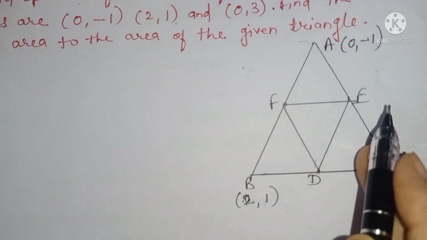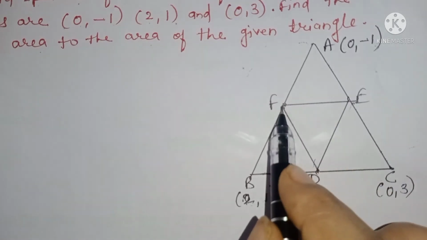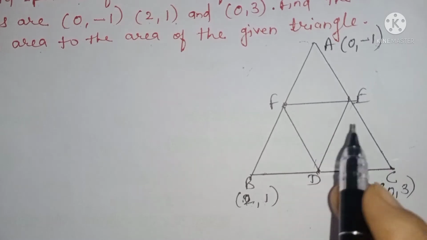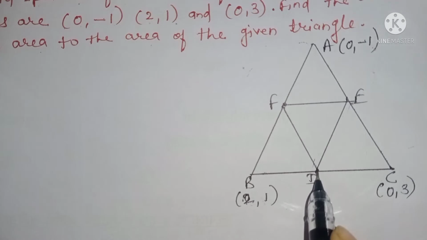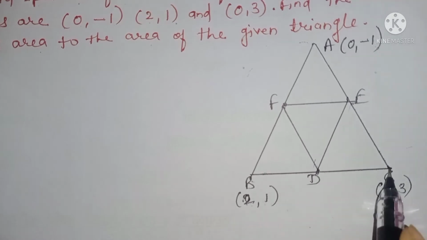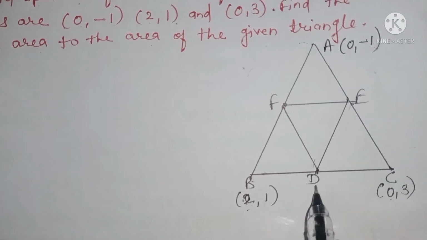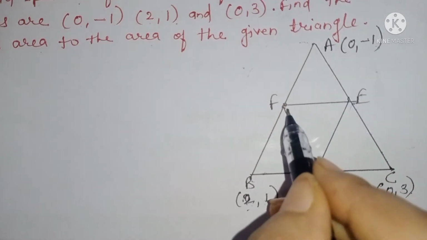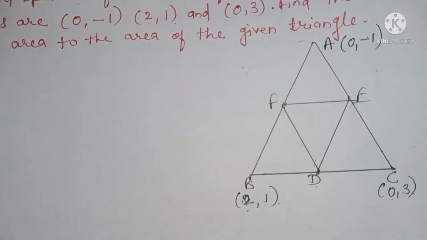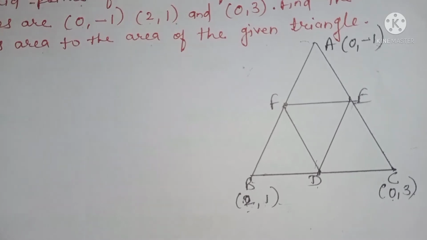Alright. But first of all, we need to find out the coordinates of D, E and F, isn't it? To find the area of DEF. So, can we find the coordinates of D by using the midpoint formula? Because D is the midpoint of BC, it is given. You know what the midpoint formula is? (x1 plus x2) upon 2 and (y1 plus y2) upon 2. Similarly, we can find the coordinates of E and F by using the midpoint formula. Once we get the coordinates, we can apply the area of a triangle formula to get its area. Alright, so let's start solving.